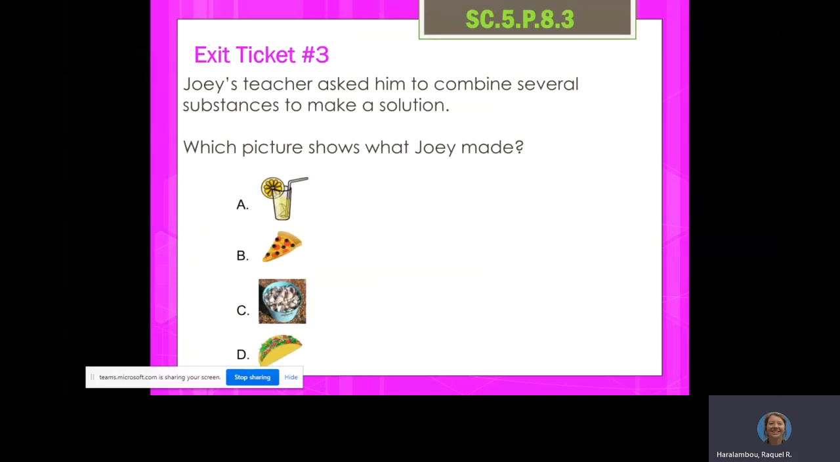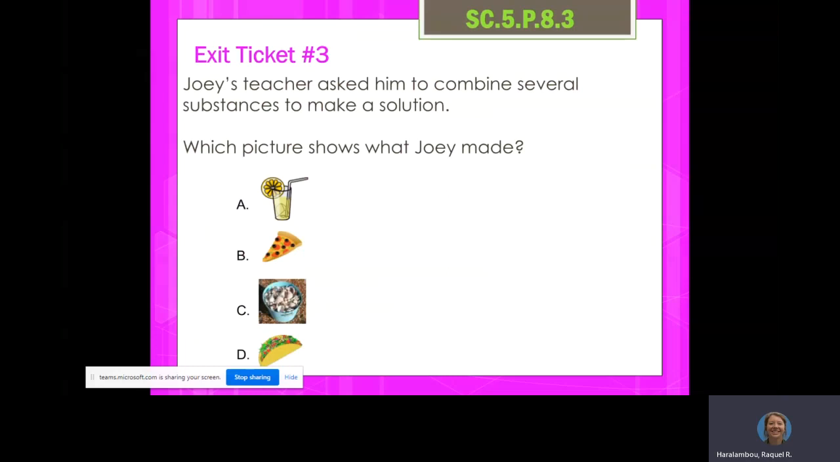Number 3, Joey's teacher asked him to combine several substances to make a solution. Which picture shows what Joey made? Was it A, lemonade, B, pizza, C, a box of shells, or D, a taco? Which one is a solution?